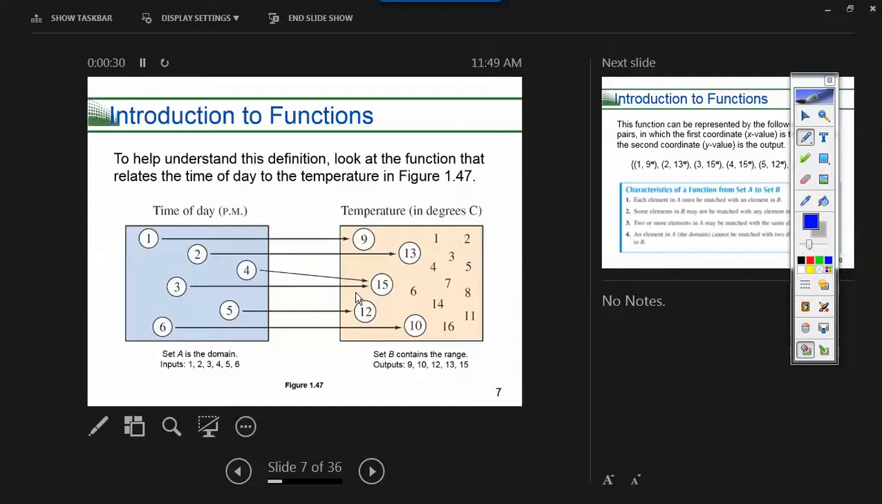And how we would say that is, the temperature is a function of the time of day. So when you say that, the temperature is your output. Temperature would be your output, and time of day would be your input. Y is a function of X is how we typically have equations written when it's Y equals. You start with the output. Y is a function of X.